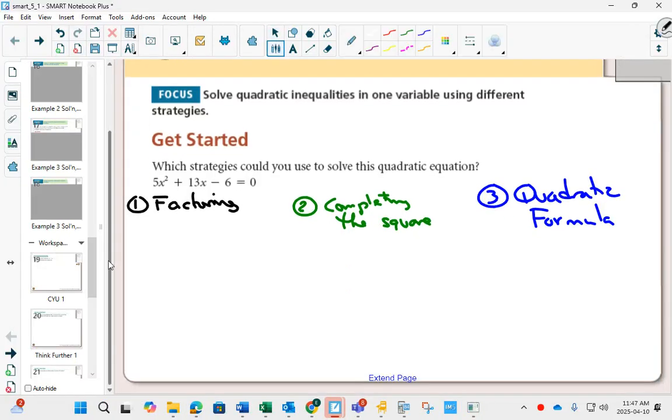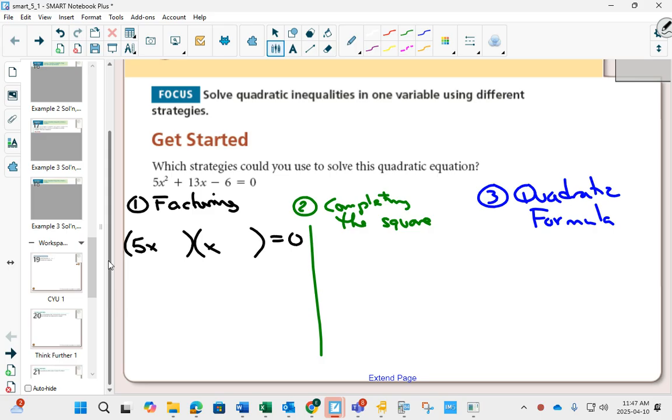Starting with factoring. Line here, black, factoring in black. If this can be factored, this is actually one of the easiest ones in the world to factor, because the 5x squared as your first one gives you only one option of 5x and x. So no thinking involved. Only one option.